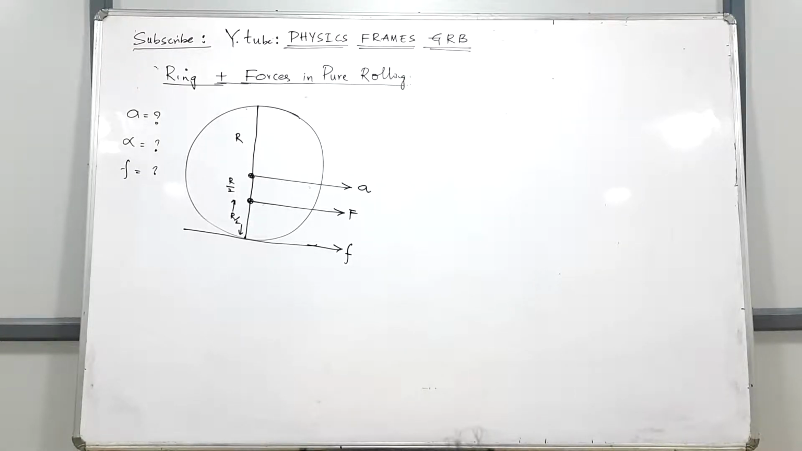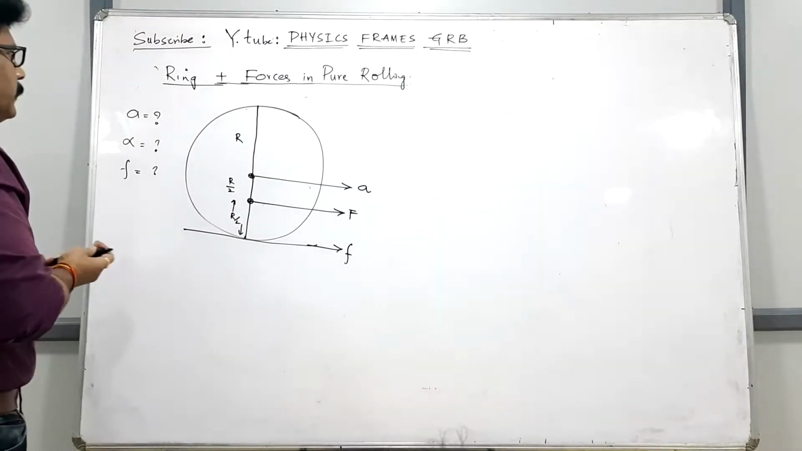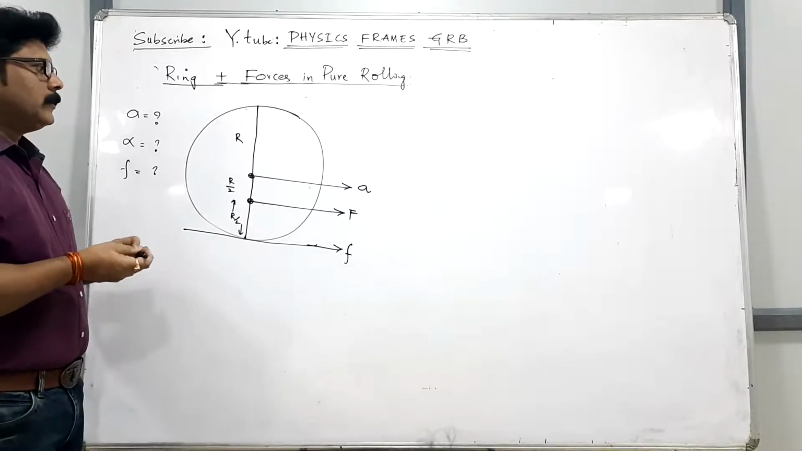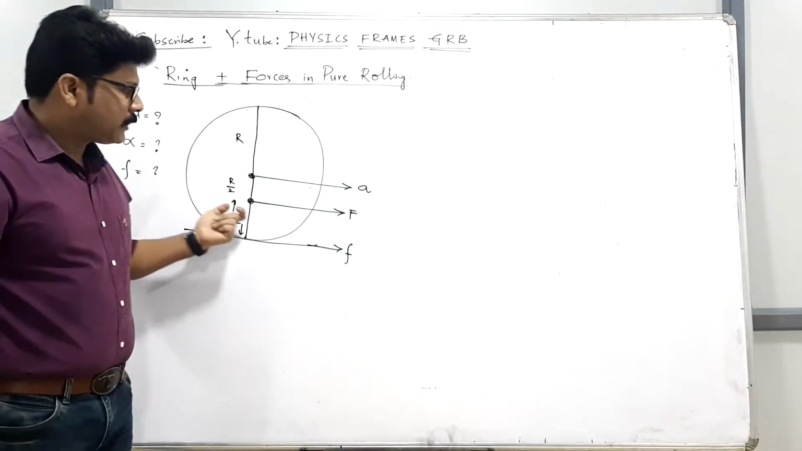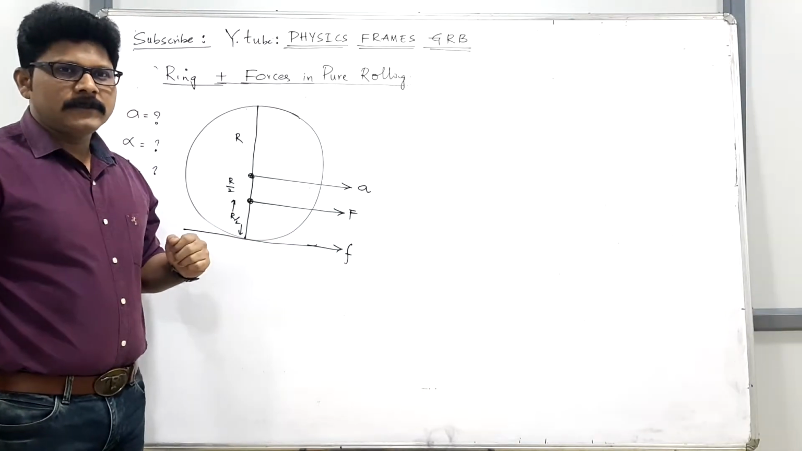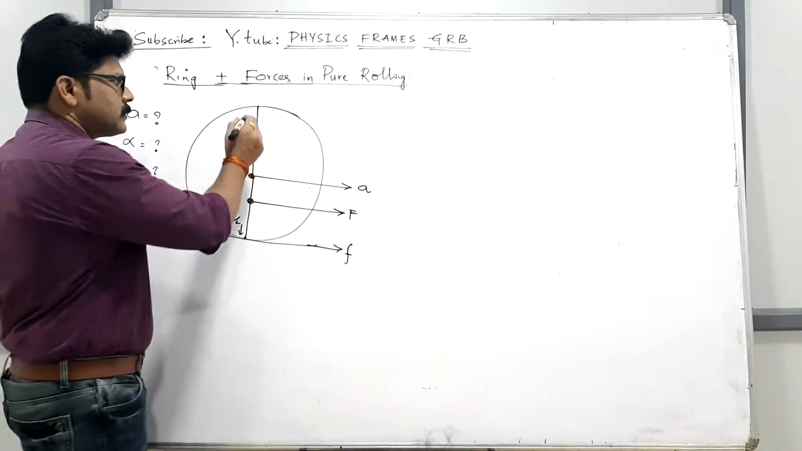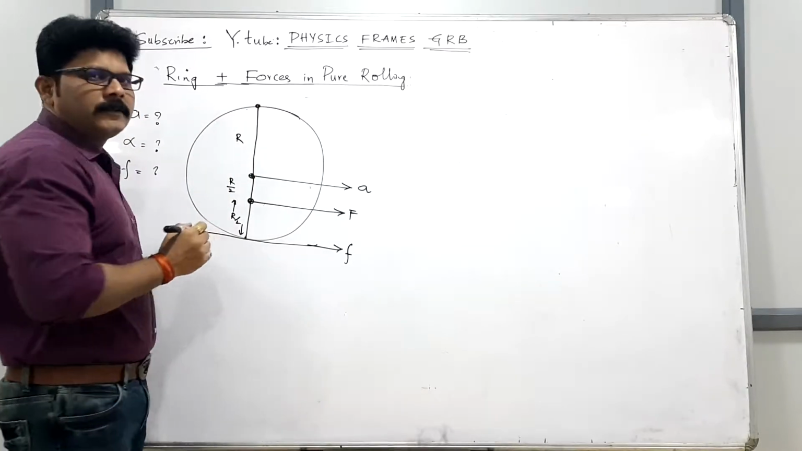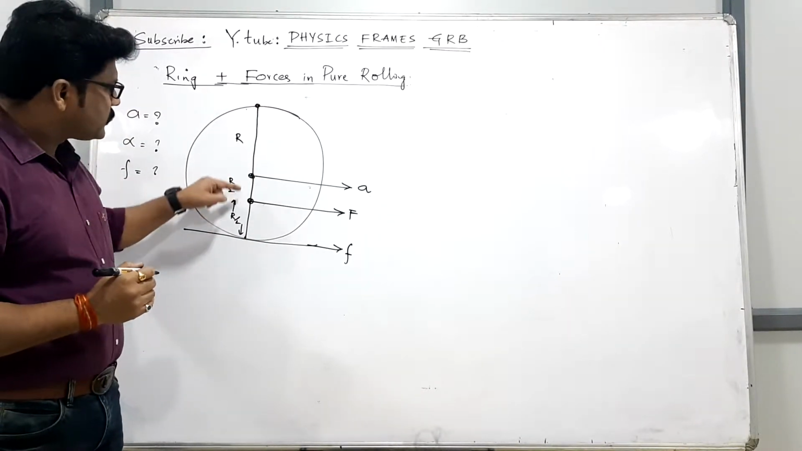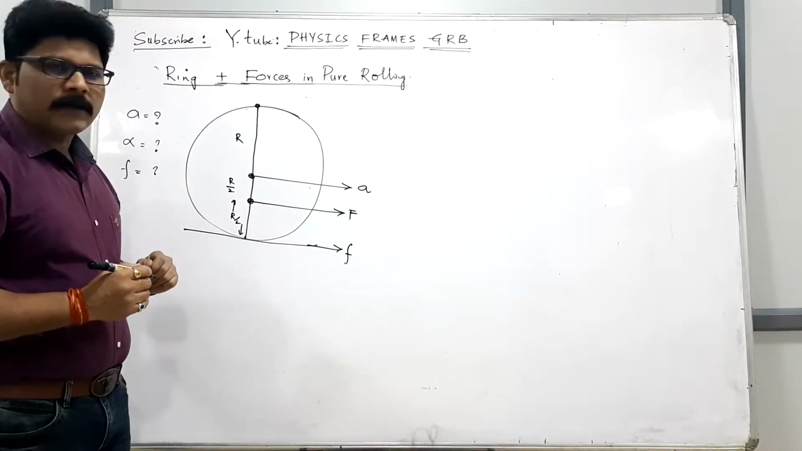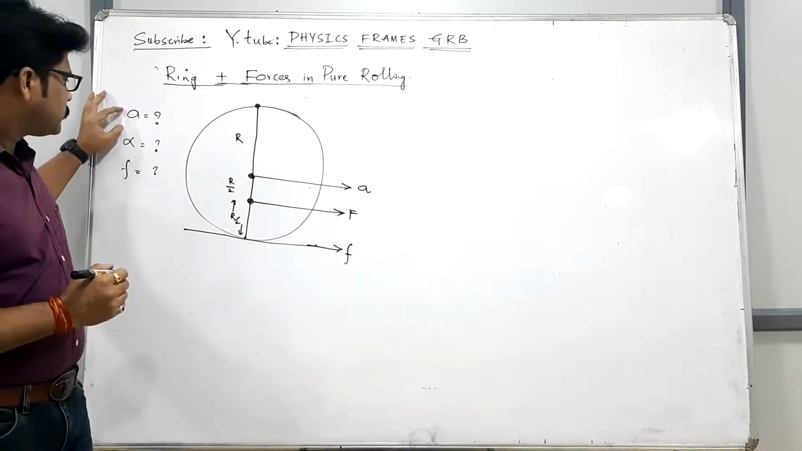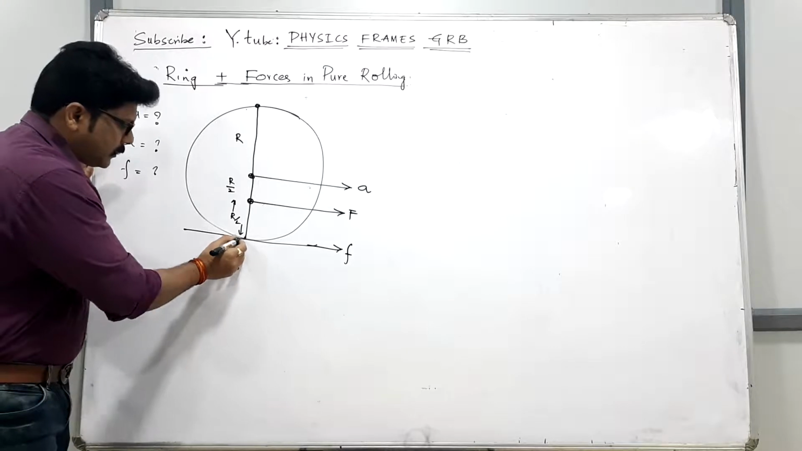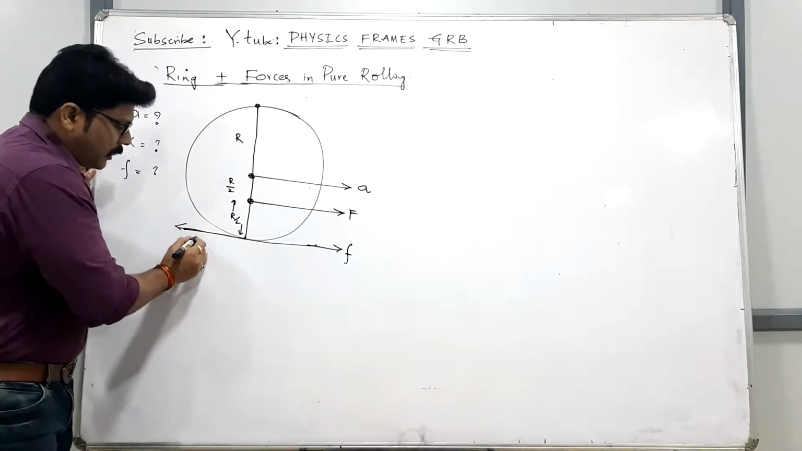Okay, now here a ring is there. Here force is applied at a distance of R by 2, a tangential force. In the previous class we discussed a force acting at the topmost point. Here it is acting at a distance of R by 2. Now what is the tangential acceleration? What is angular acceleration? It is nothing but R alpha.